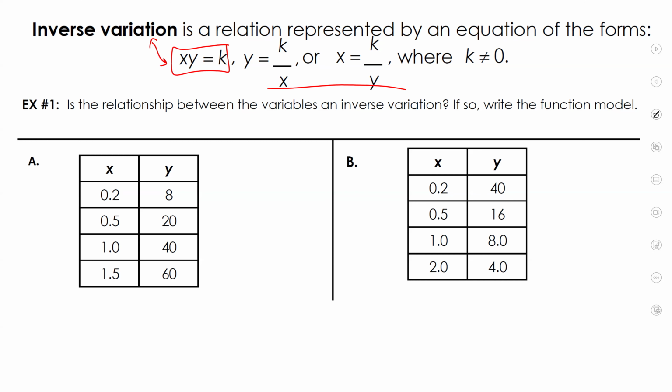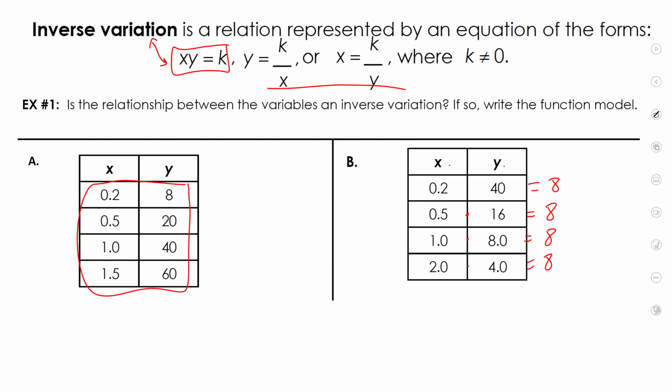So let's look at the first example. It's asking, is the relationship in the table inverse or not? So I'm going to start with example B. Grab a calculator. If you don't have one, turn it on. What is 0.2 times 40? We're doing x times y. 8. What is 0.5 times 16? 8. What is 1 times 8? What is 2 times 4?